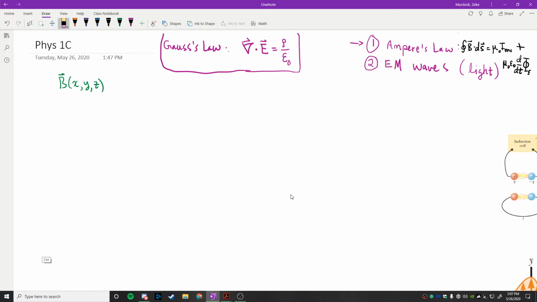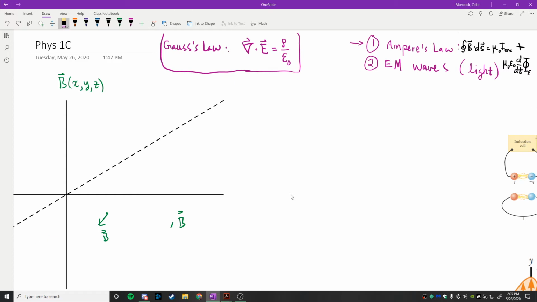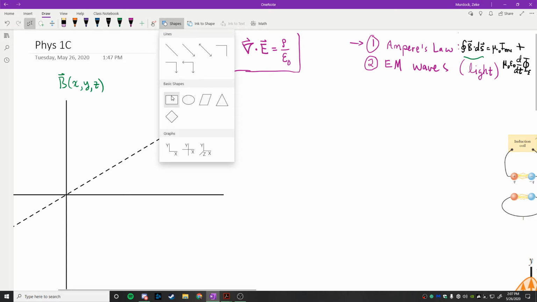Now what we need to do is evaluate this quantity right here. We need to evaluate what this is within this space, okay? So I'm going to draw a little box here that's going to represent my loop.